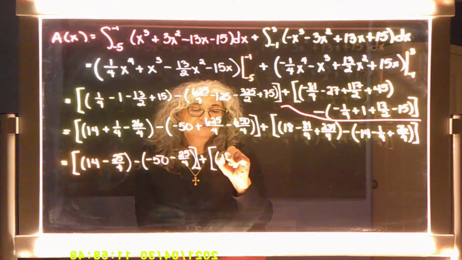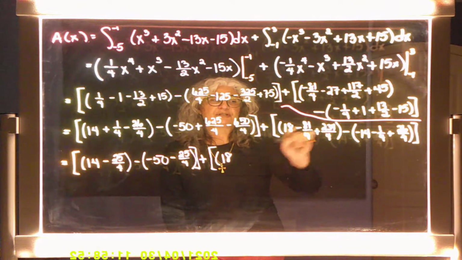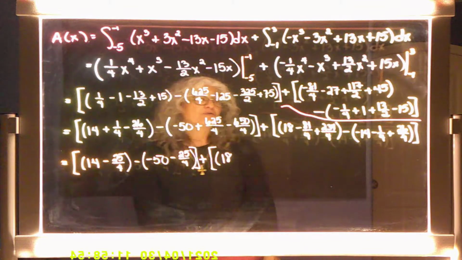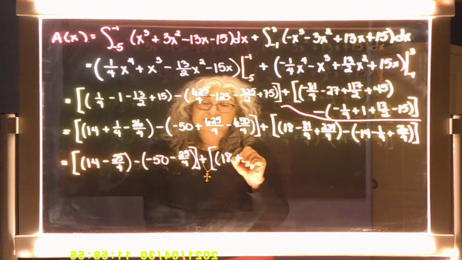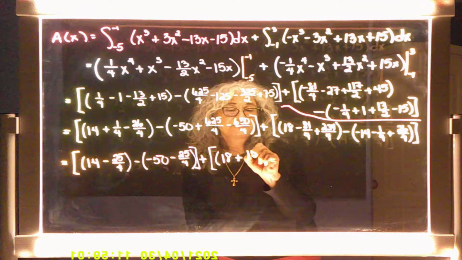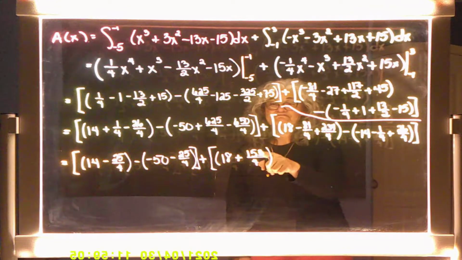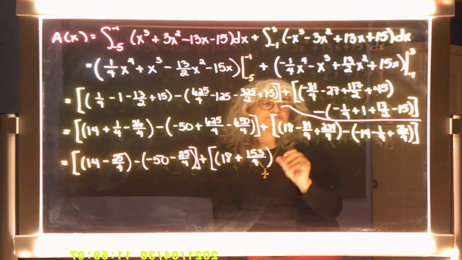In that first parenthesis, there's an 18. So now I have negative 81 over 4 plus 234 over 4. So yes, positive number, what do you get? What is that? 153 over 4. Do we agree? Good.